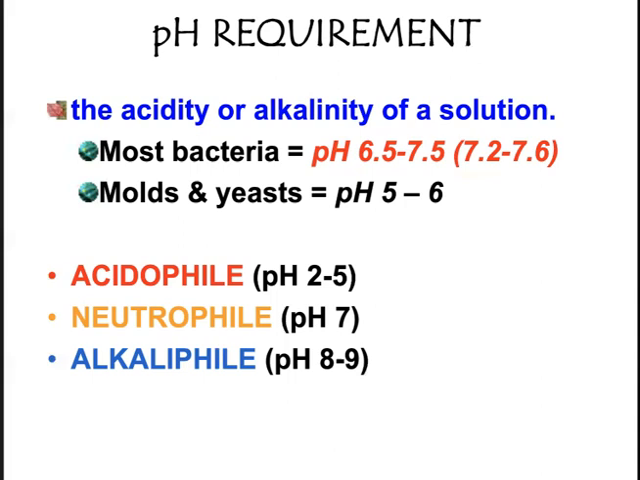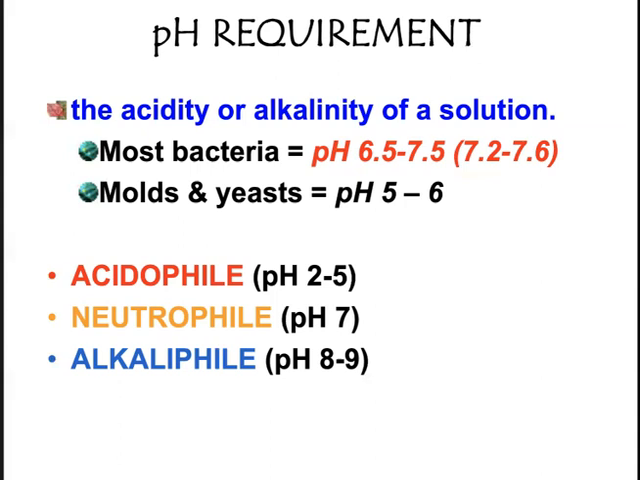Now, most bacteria can survive at slightly acidic to neutral pH, no? So about 6.5 to 7.5. In some references, it's more alkaline, 7.2 to 7.6. Either way, take note of these ranges. So some organisms survive best at 6.5 until 7.6.